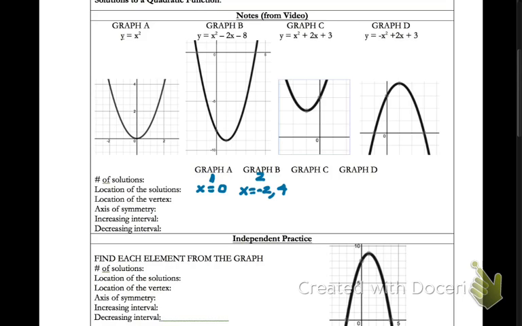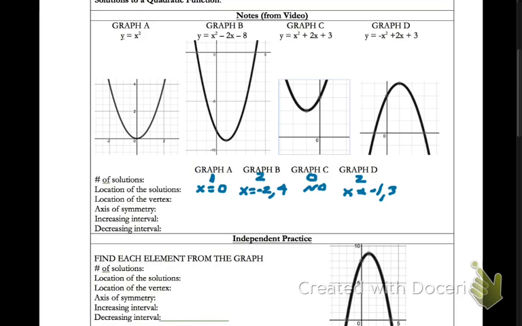Well, let's look at graph C. Notice the parabola doesn't even cross or touch the x-axis. Therefore, we say that the number of solutions is 0, and there are no solutions. And finally on to graph D. Now this parabola opens down, and it has 2 solutions right there. And it looks like those 2 solutions happen at -1 and 3. So 2 solutions, and x equals -1, and x equals 3.